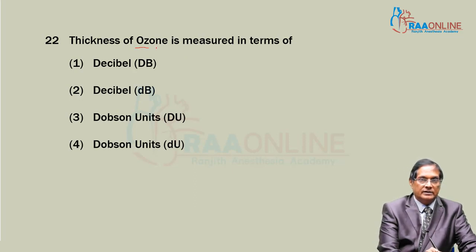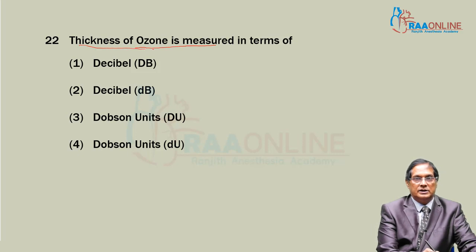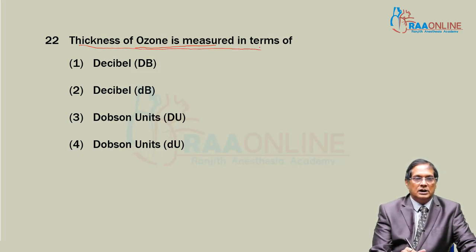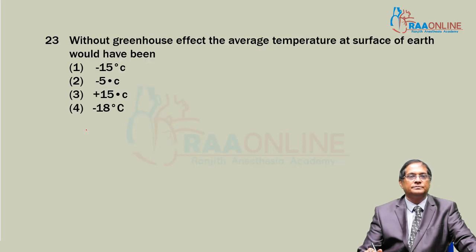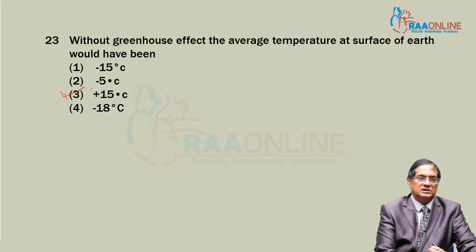Thickness of ozone layer is measured in terms of Dobson unit. It's typed twice, so this is correct. Dobson unit is correct. Without the greenhouse effect, the average temperature of the surface would have been 15 degrees plus. This you will see again in NCERT.